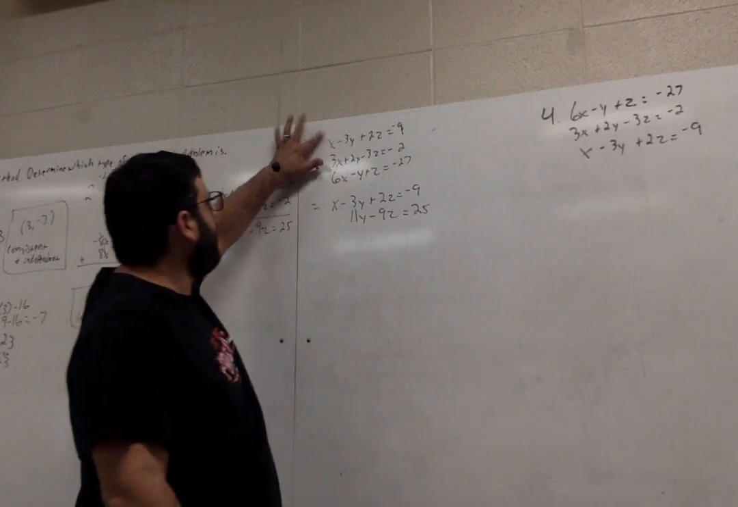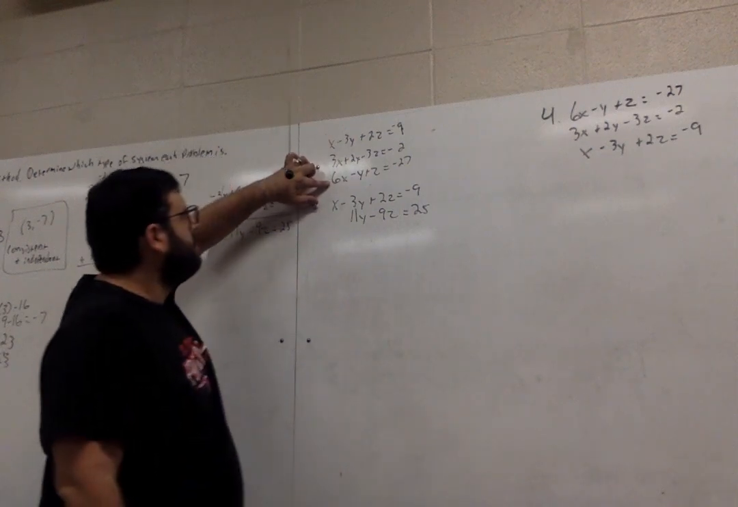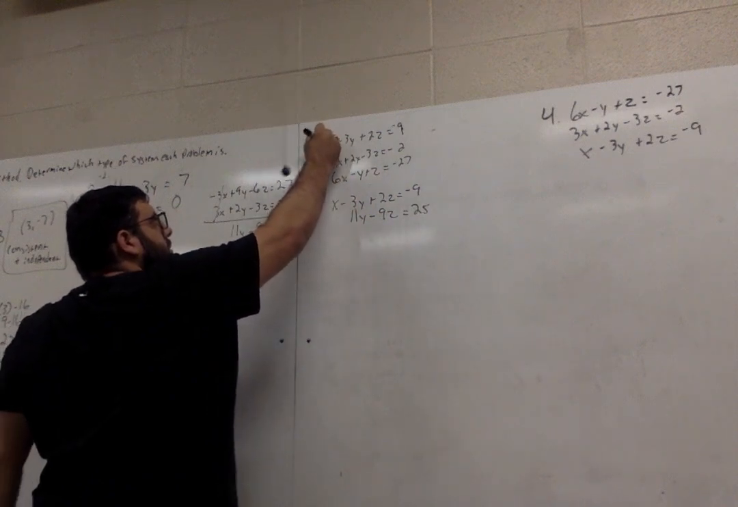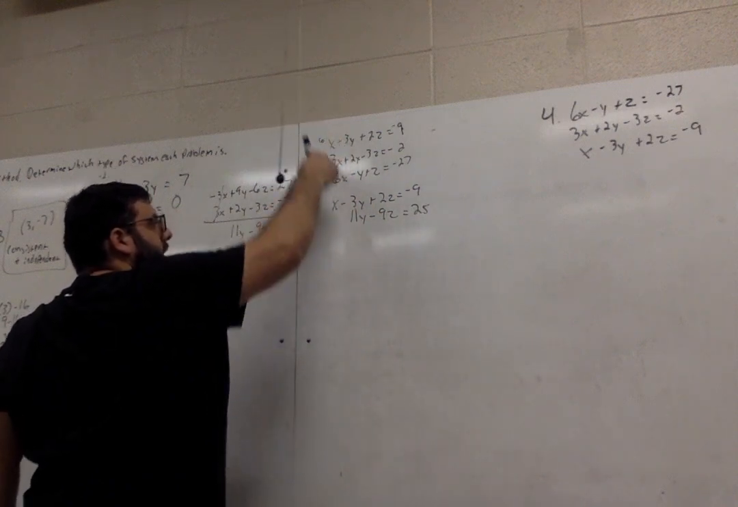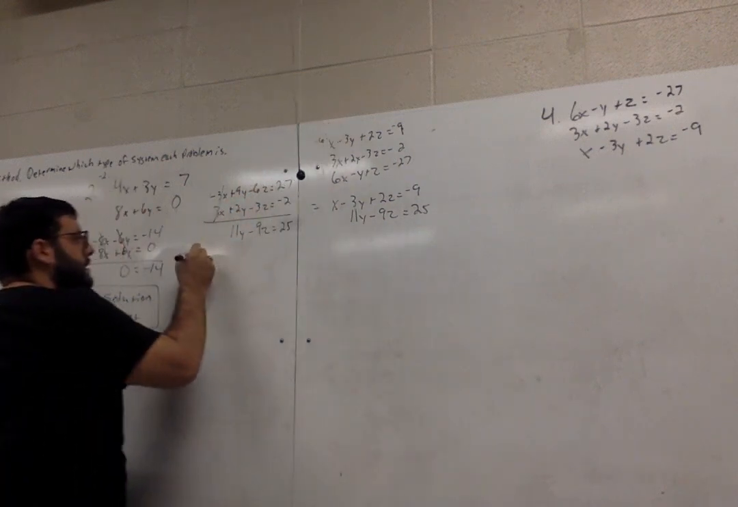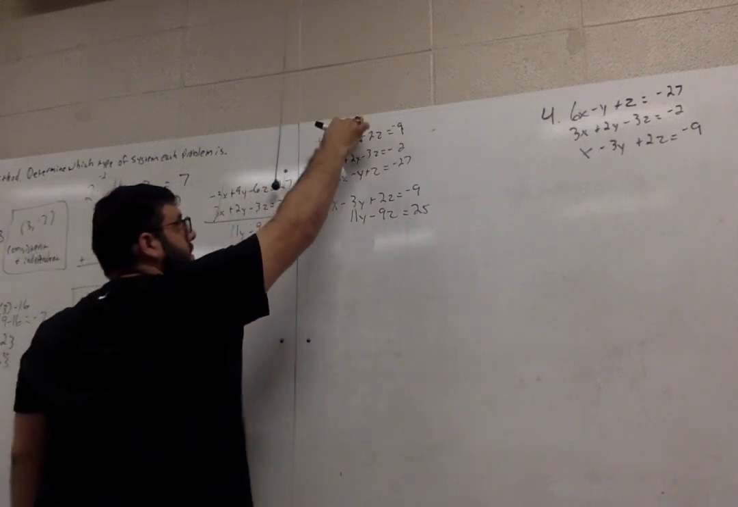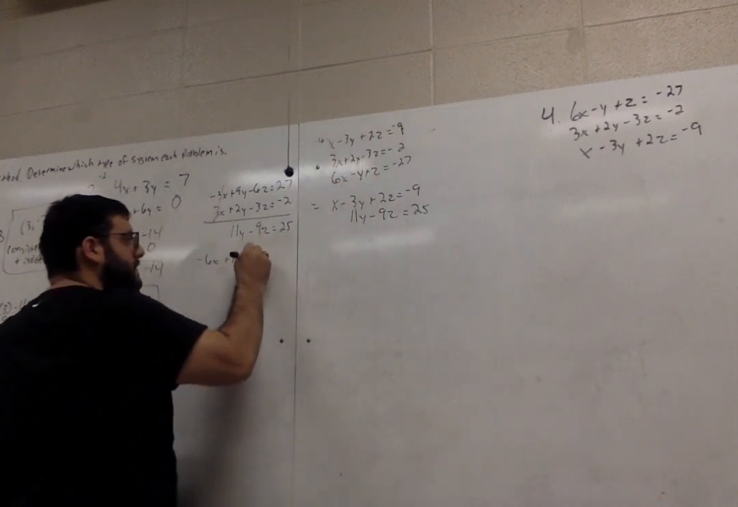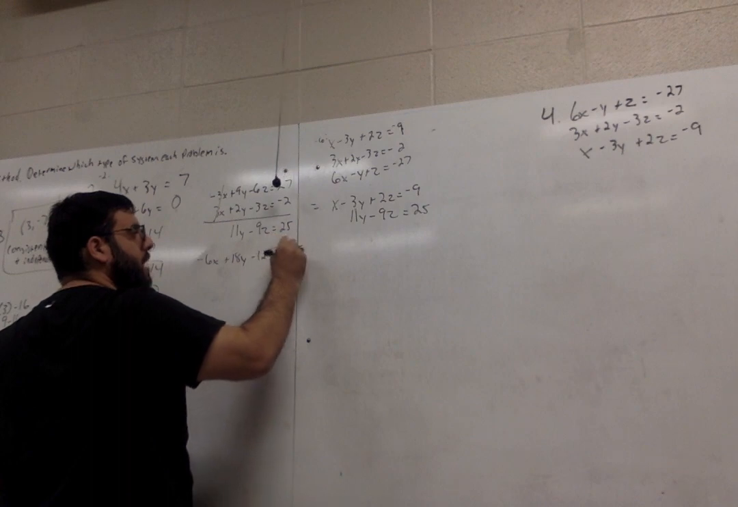Next, I want to eliminate the 6. So now I'm going to multiply this equation by negative 6 so that I can cancel out this 6 here. So again, distribute. Negative 6x, this is plus 18y, this is minus 12z equals positive 54.